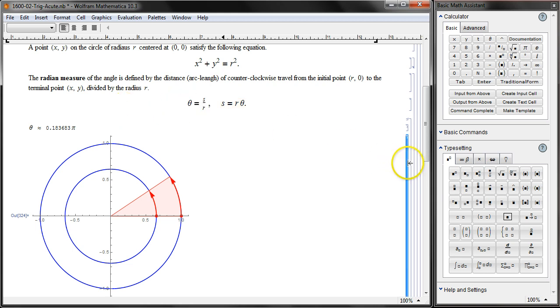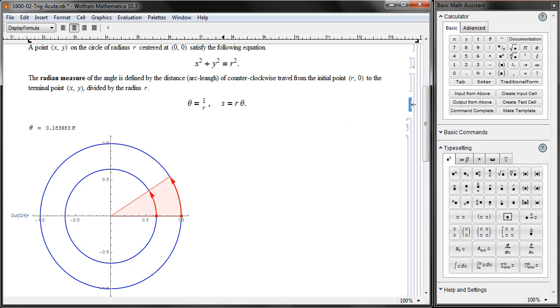And look at this picture down here. We have two radii and of course two arc lengths. Bigger arc length divided by bigger radius versus smaller arc length divided by smaller radius. We end up with the same angle theta, which is visualized right here.